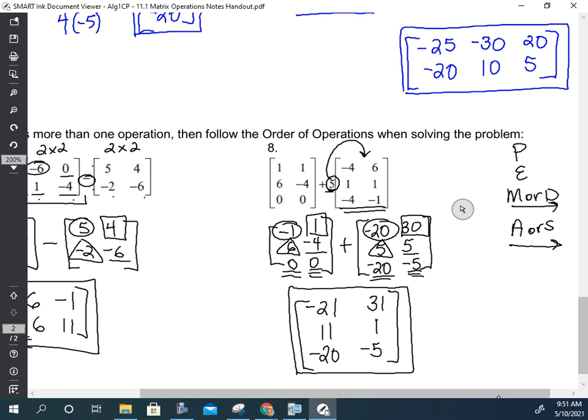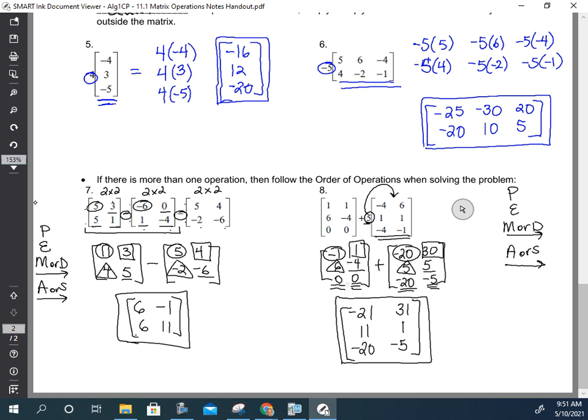And doing an order of operations, not difficult at all. You just have to know the order of operations and be willing to apply it the right way. Any questions on 7 or 8? We get ready to close up shop in a second. We were done with 11.1. That wasn't that bad.